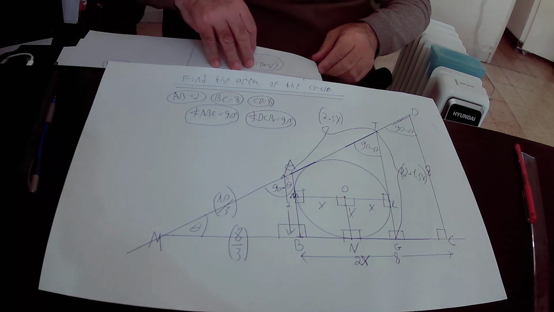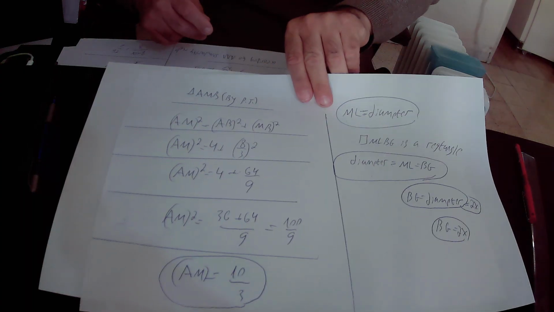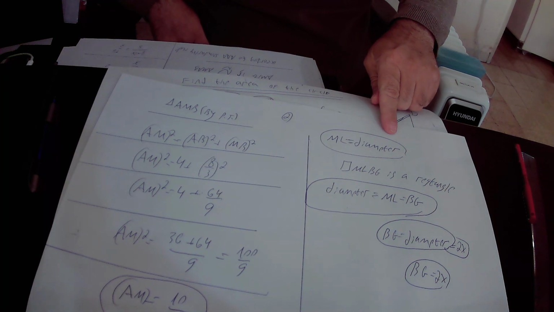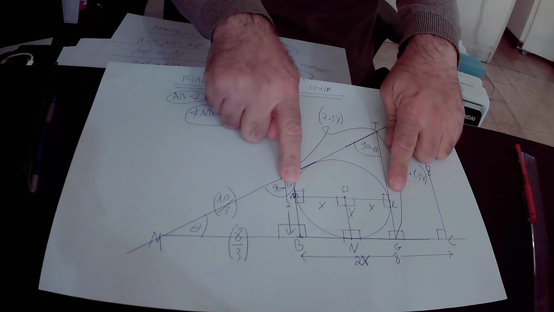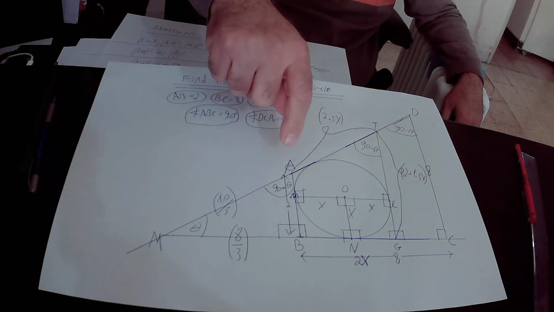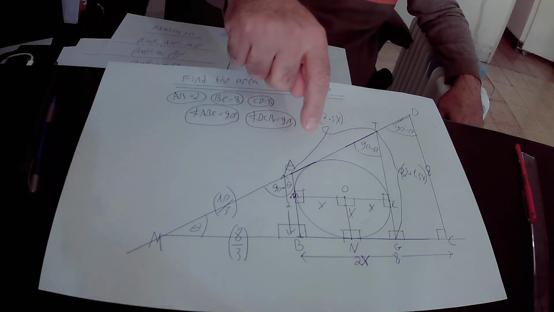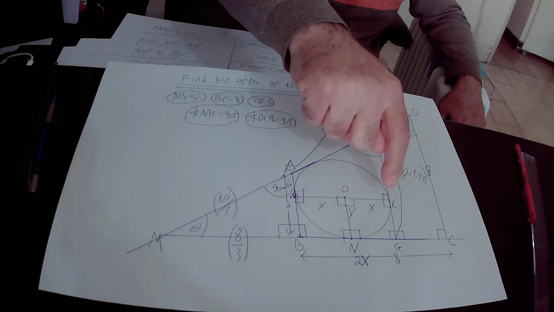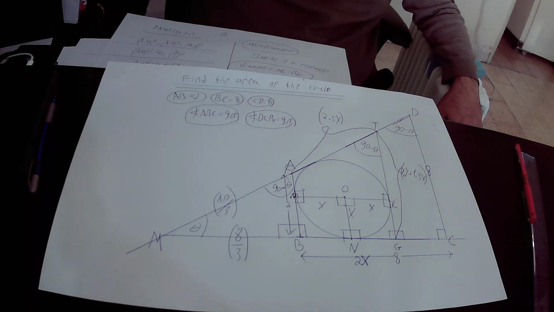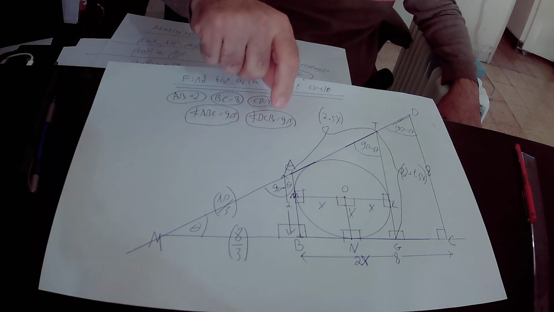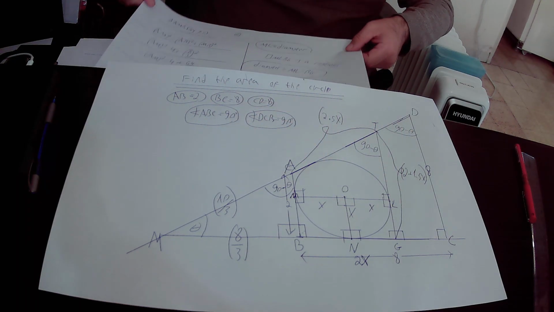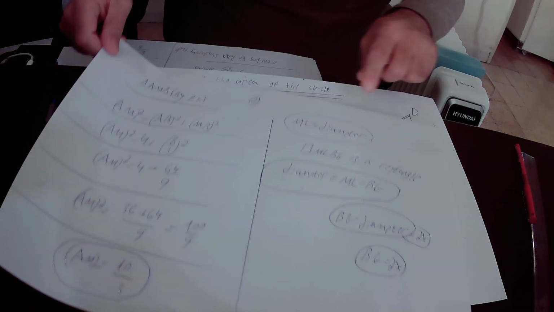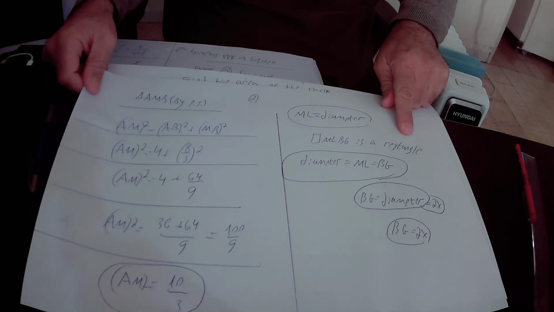ML is the diameter of the circle. Then we focus on quadrilateral MLBG. In quadrilateral MLBG we have 1, 2, 3, 4 right angles. Any quadrilateral that has 4 right angles must be at least a rectangle, if not a square. So we conclude that quadrilateral MLBG is a rectangle.